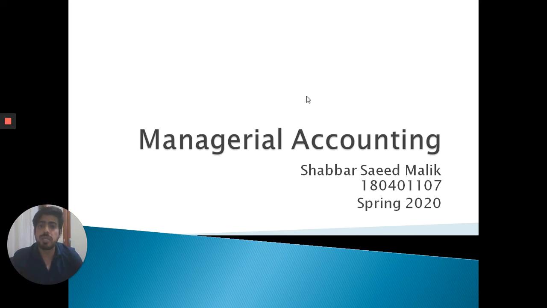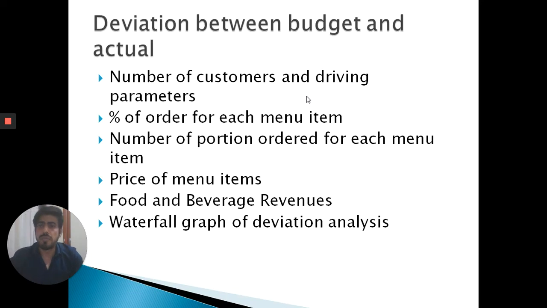And in this presentation, I will talk about my own restaurant. So let's get started. The first thing is what we will discuss in this presentation. The number one thing we will discuss is number of customers. The second thing is number of order of each menu item. Number three is number of portion, price of the menu item, food and beverages revenue, and in the end, waterfall graph.